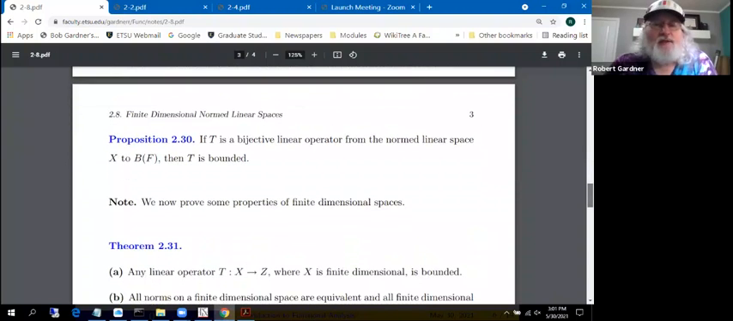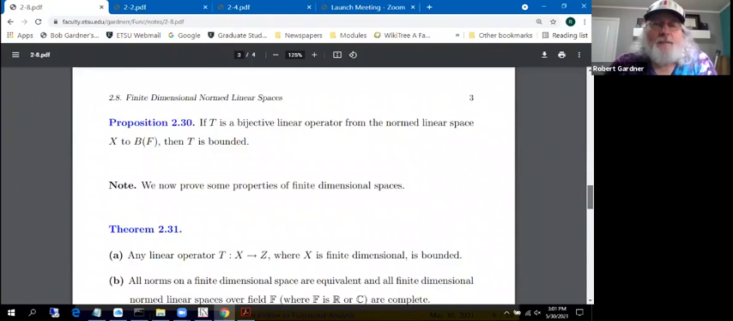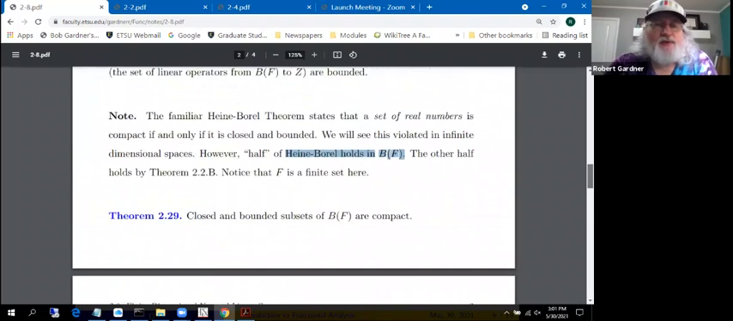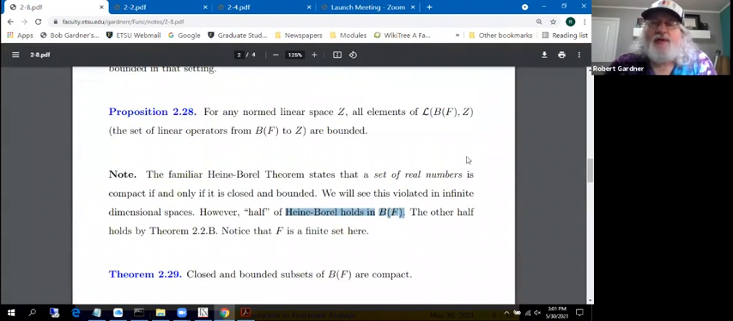Okay, let's look a little bit more at bounded linear operators. First claim: if T is a bijective linear operator from a normed linear space X to B of F, then T is bounded. All right, we showed something similar to that a couple of results back. What we showed is if we have a linear operator from B of F to Z, then it's bounded. So any linear operator from B of F to a normed linear space Z is bounded.